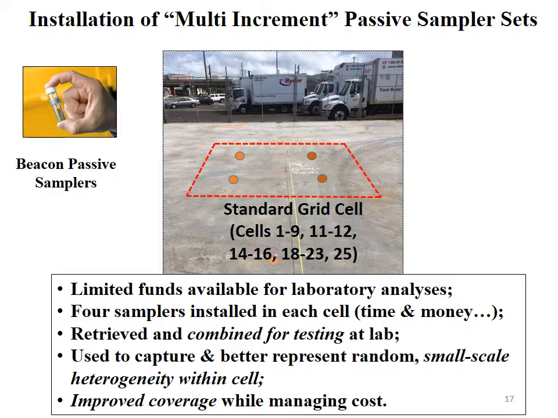So we installed in total over 100 passive samplers at the site. We only paid for 25 or so analyses. So this was used to capture and better represent the random small-scale heterogeneity within a single grid cell and improve the coverage of the site and the reliability of the data while managing the cost. We used the Beacon passive samplers in this particular case to do the investigation.